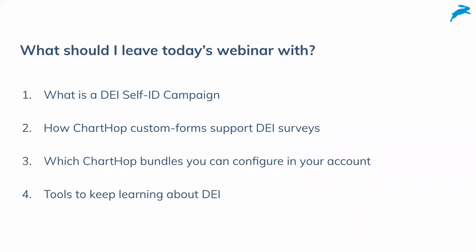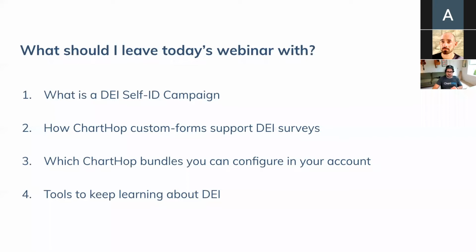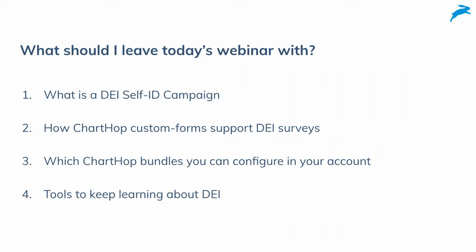So our goal of today's webinar is to help you understand what a DEI self-ID campaign is, how ChartHop supports these DEI surveys through custom forms, which ChartHop bundles you can use to configure these settings and forms in your account, so you can really easily deploy this across your organization, and then also tools to just keep learning about DEI more broadly.